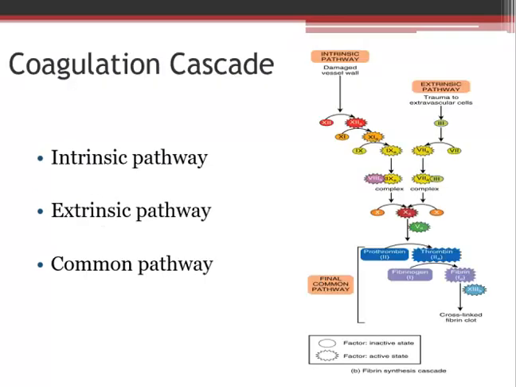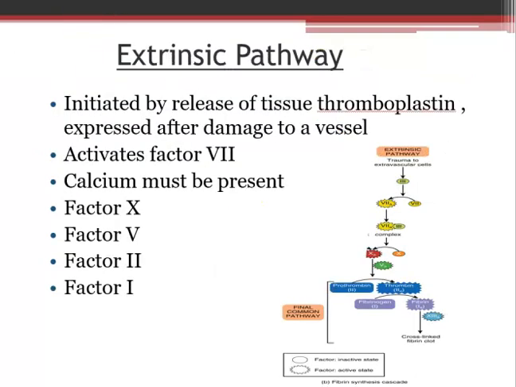So just as a quick reminder before we get into the different pathways of the coagulation cascade, the one pathway is the intrinsic pathway, the second pathway is the extrinsic pathway, and then we have the common pathway where they both come together and are the same at the end. So the first pathway we're going to talk about is the extrinsic pathway. And this is initiated by the release of tissue thromboplastin or factor 3. And this happens after there's damage to a vessel wall or trauma to extravascular cells.